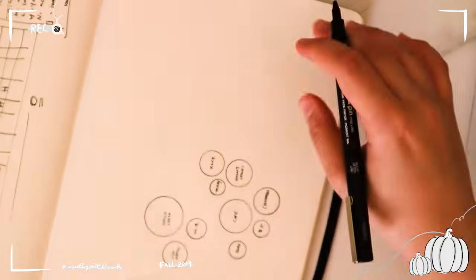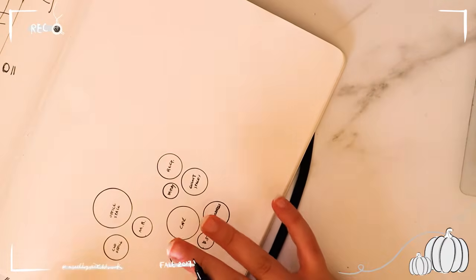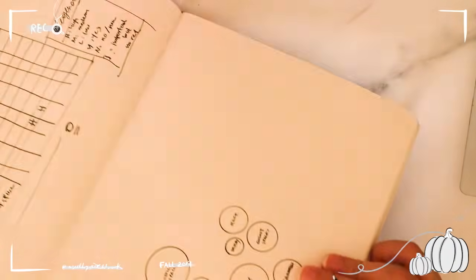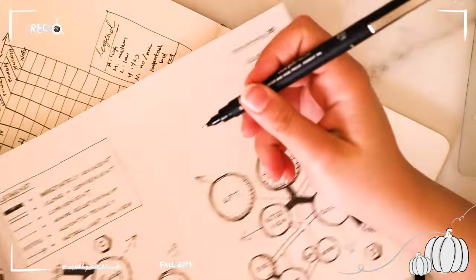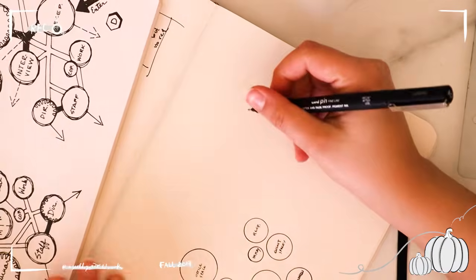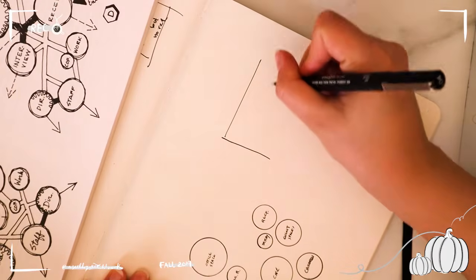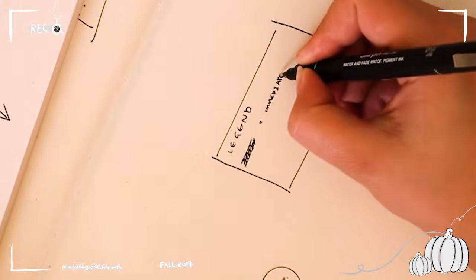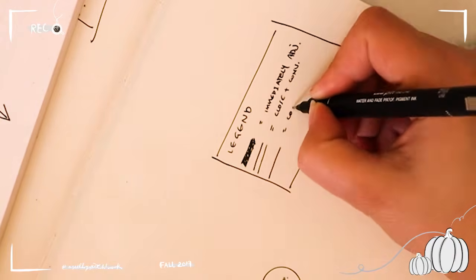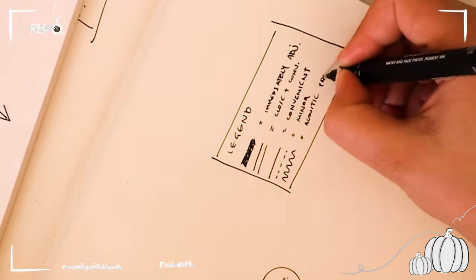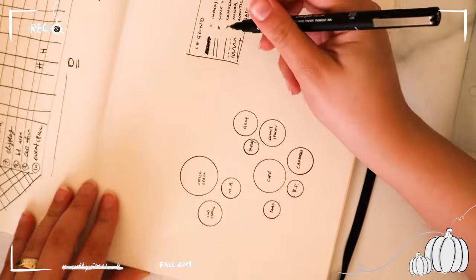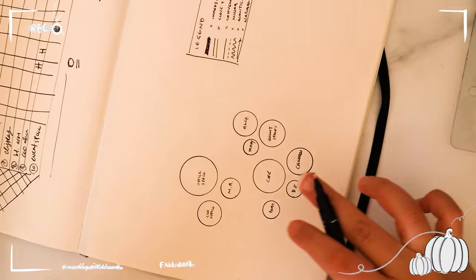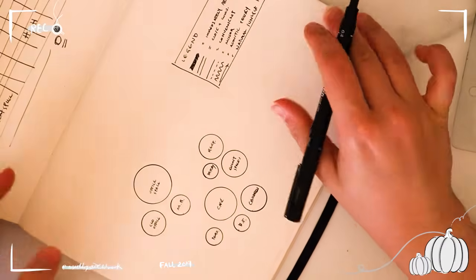Okay. So now that we have the circles and they're labeled, what we have to do is create the legend for how adjacent they are to each other. This is the legend that I'm going to be using. So I'm just going to create the legend very quickly. So now that we have the legend, what we're going to do is create connections between spaces.